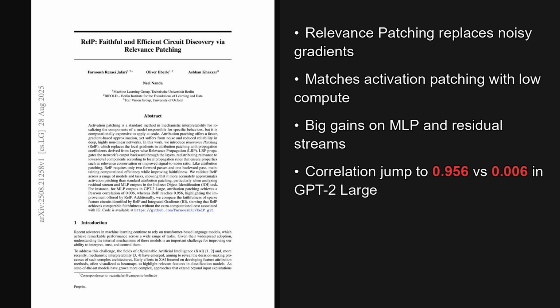Okay, 2 takeaways stand out. Replacing local gradients with layer-wise relevance propagation yields activation patching level faithfulness at attribution patching level cost, and the gains are largest for MLP outputs and the residual stream. The broader implication is faster, more reliable circuit discovery that scales to bigger models.